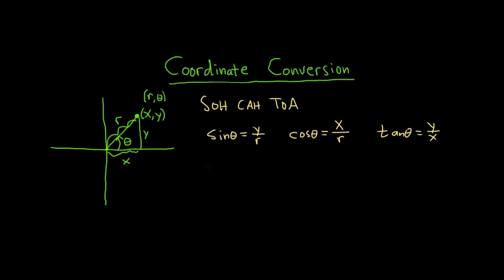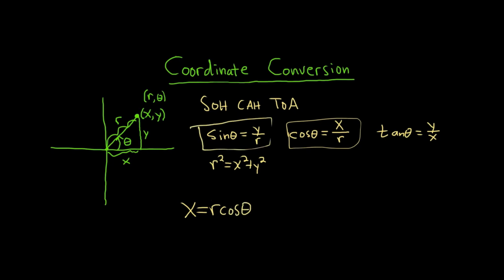And last but not least, we have the great theorem of Pythagoras, which says that r squared, the hypotenuse squared, is equal to x squared plus y squared. Rewriting some of these, we can come up with some nice formulas. We can solve this one for x, which gives x equals r cosine theta. We can solve the sine one for y by multiplying by r, which gives y equals r sine theta. So given r and theta, we can find x and y using these formulas.